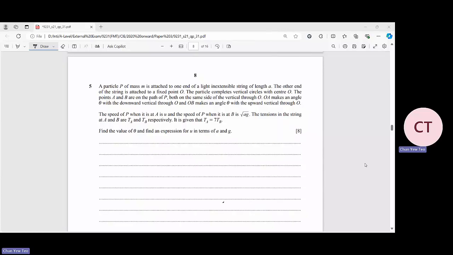A particle P of mass M is attached to one end of a light inextensible string of length a. The other end of the string is attached to a fixed point O. The particle completes a vertical circle with center O. The points A and B are on the path of P, both on the same side of the vertical through O. OA makes an angle theta with the downward vertical through O, and OB makes an angle theta with the upward vertical through O. The speed of P when it is at A is u, and the speed when it is at B is root ag.